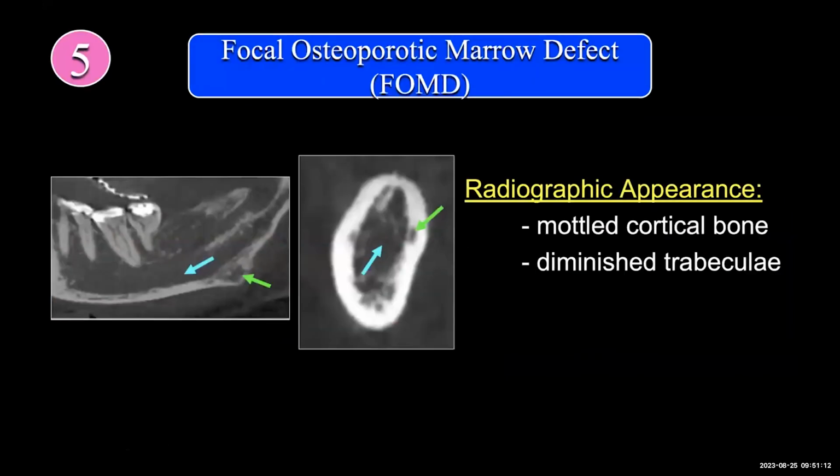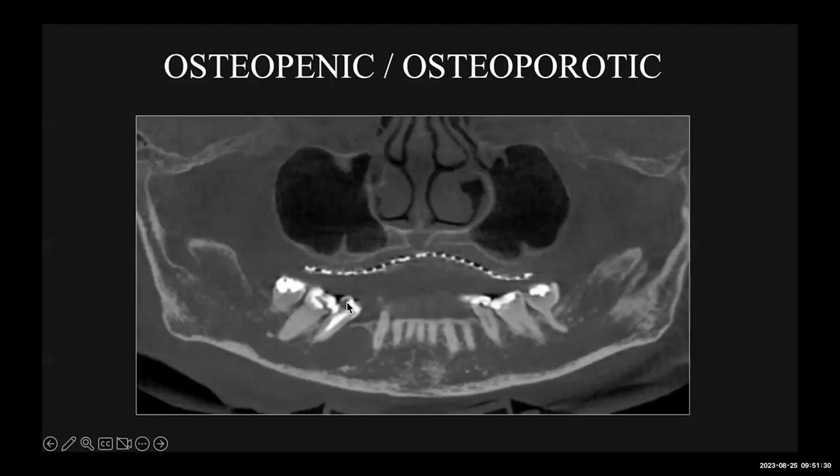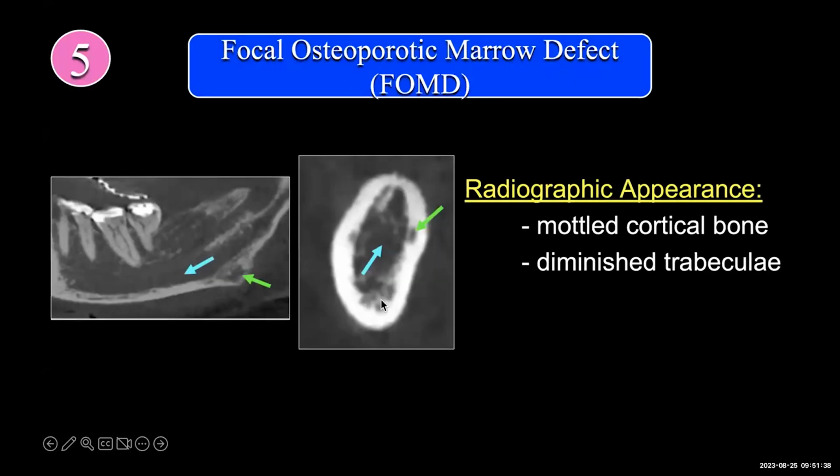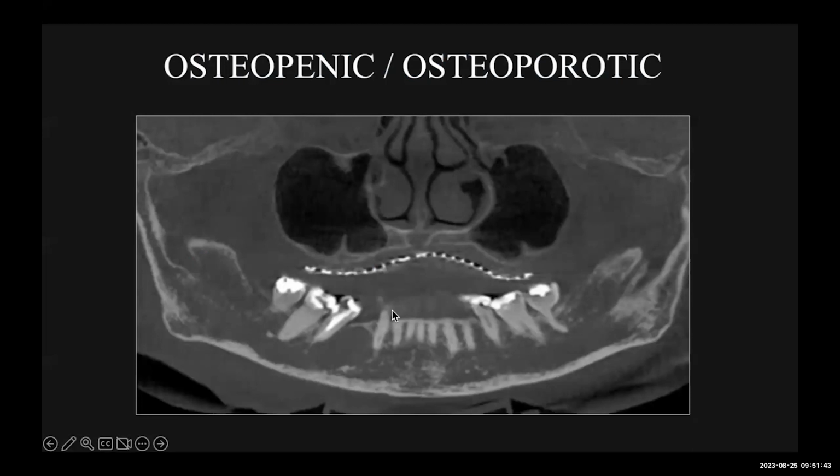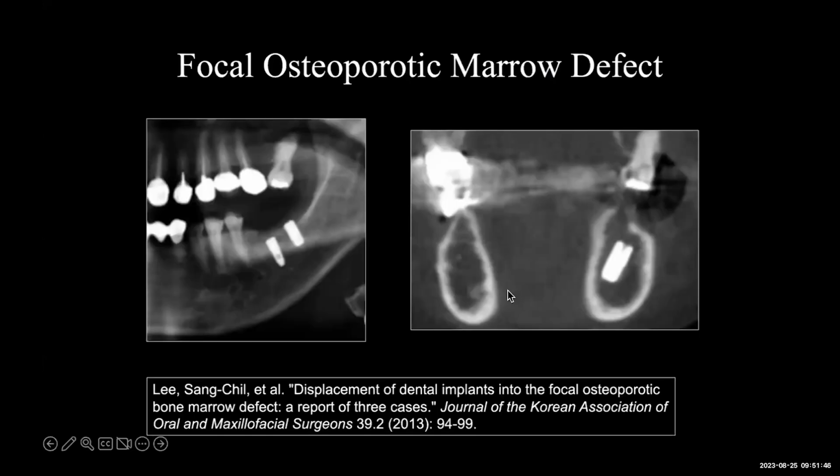Number 5, osteoporotic areas. Now, this is very common in the posterior mandible. It can be in males, mainly in females. What are we looking at? Well, a focal osteoporotic marrow defect, that's a localized area. Or it could be an osteoporotic or an osteopenic patient. So when you see a patient like this, where there is almost no trabeculae, where the cortical bone has become mottled, where there are little air pockets or radiolucencies, that means that patient most definitely is osteoporotic or osteopenic.